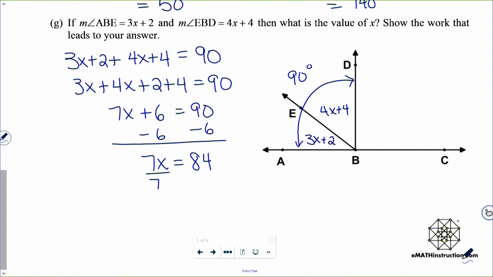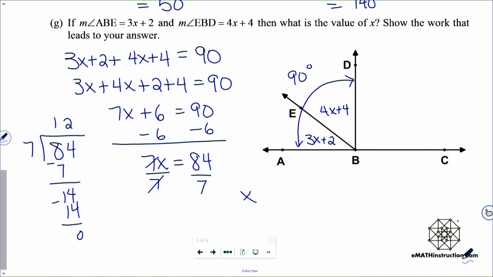Now I'm going to divide both sides by 7. If you can't do that in your head, of course, you come over to the side of your sheet and say, all right, let me put 7 into 84 one time. Subtract: 1, 4, 2, 14. Subtract and 0, and therefore x must be equal to 12.